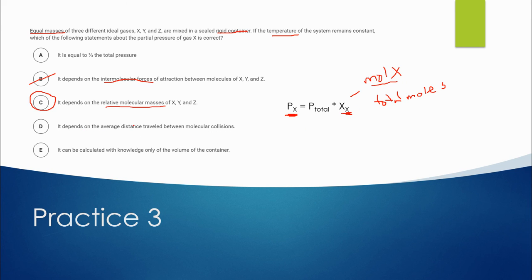It depends on the average distance traveled between molecular collisions. That doesn't really have anything to do with this. And it can be calculated with knowledge only of the volume of the container. It's a rigid container. The volume's not changing. And in order to know the partial pressure, we just need to know the mole ratio, the moles of X. So therefore, C is correct.